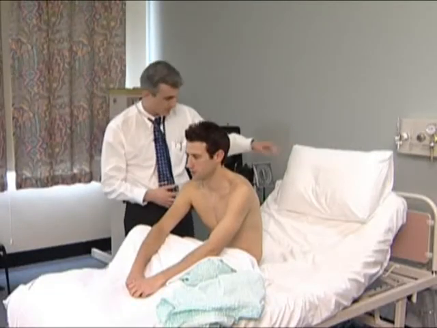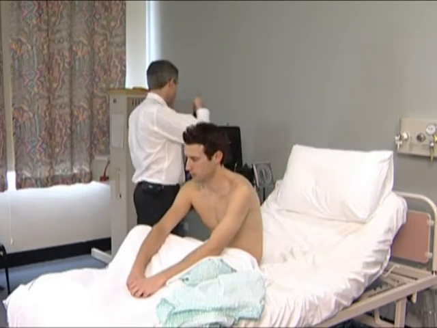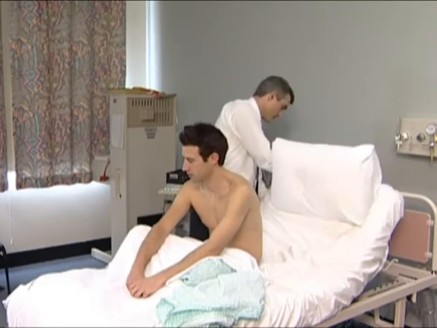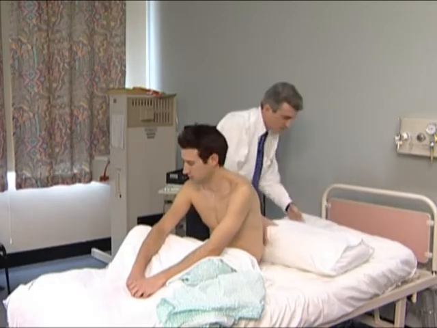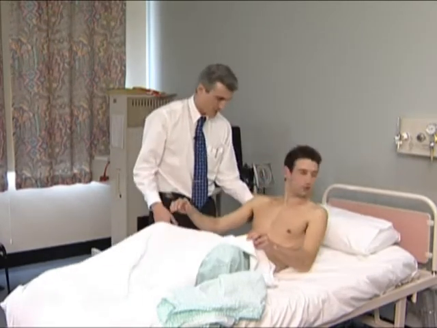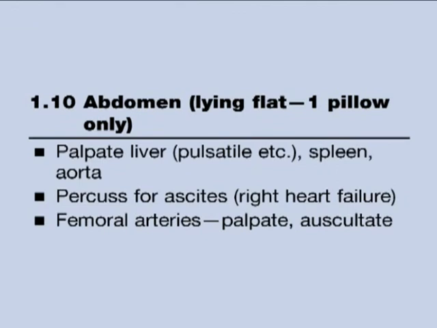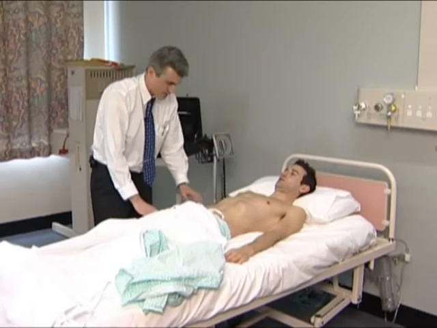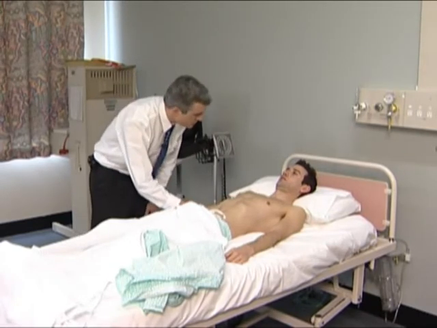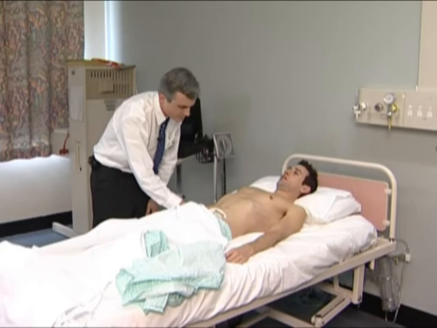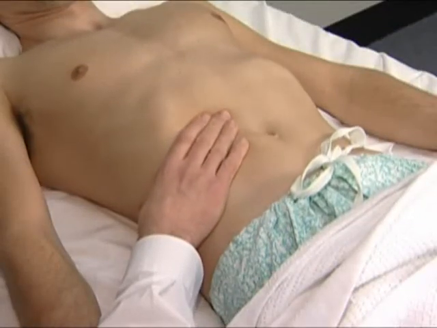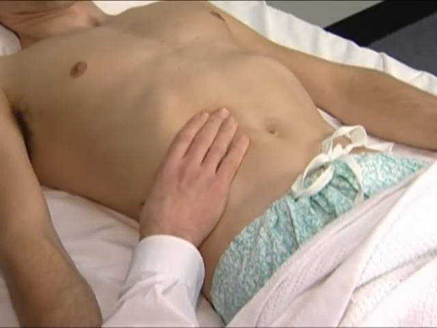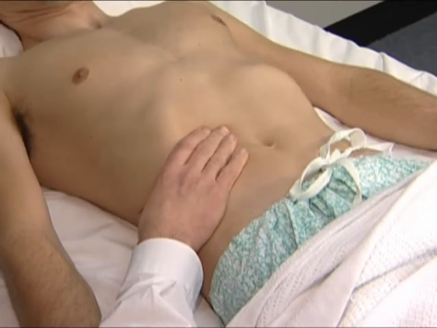Thank you. The patient must now be laid flat so that the abdomen can be examined. The liver is felt with the right hand as the patient breathes in. A pulsatile liver is a reliable sign of tricuspid regurgitation. If endocarditis is suspected, the examiner should feel for the spleen.